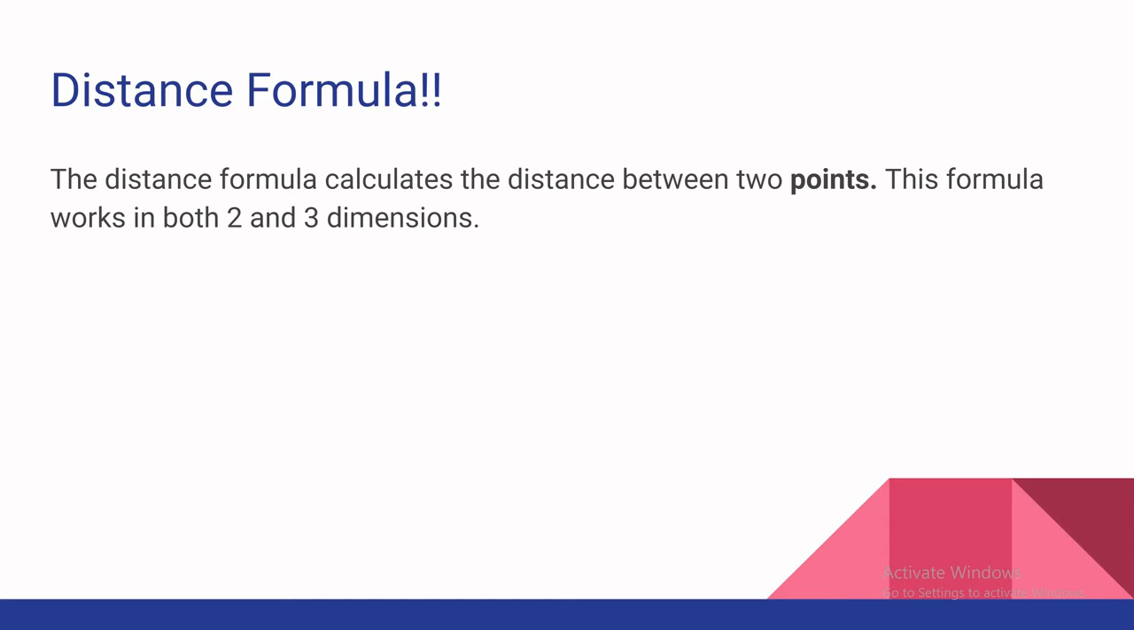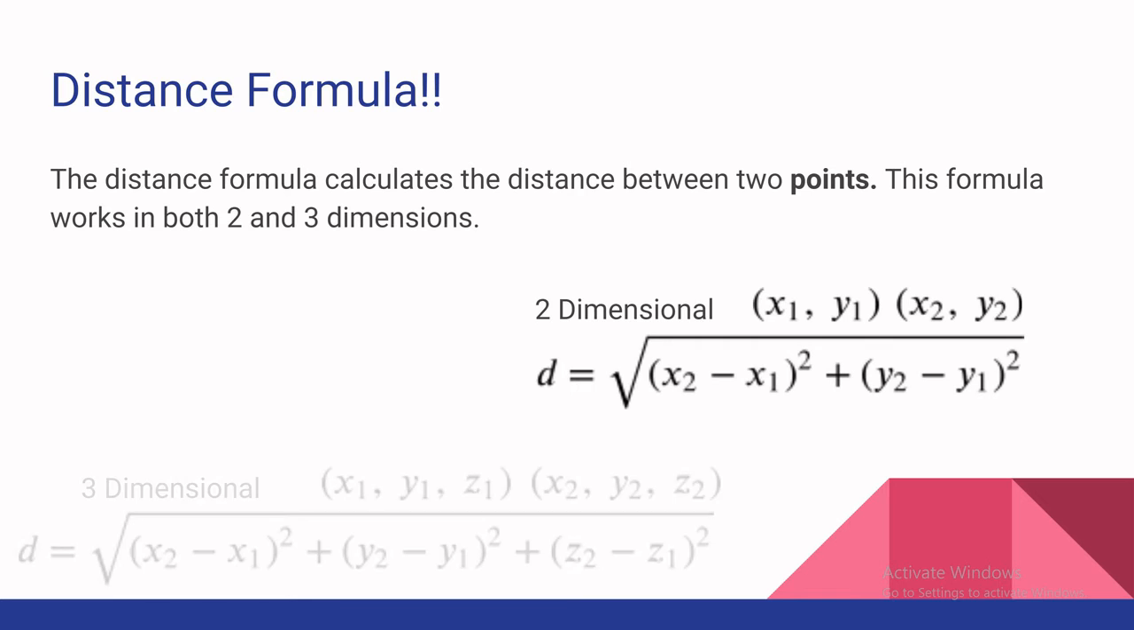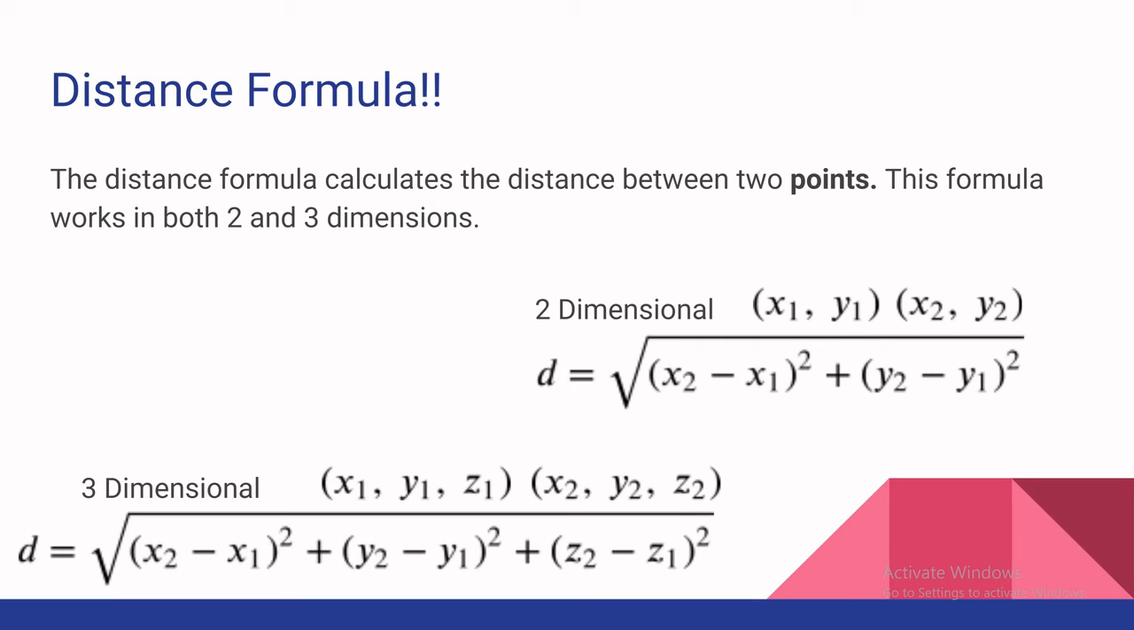So, we're finally at the distance formula. The distance formula calculates the distance between 2 points. This formula works in both 2 and 3 dimensions. So as you can see, for a 2-dimensional with points x1 and y1 and point x2 and y2, the distance is equal to the square root of x2 minus x1 bracket squared plus y2 minus y1 bracket squared. From a third dimensional perspective, we still square everything and square root. However, we have 3 variables this time instead of 2, as you can see in the formula below.